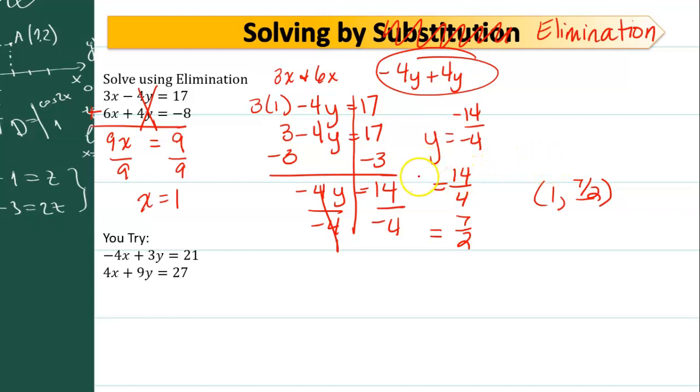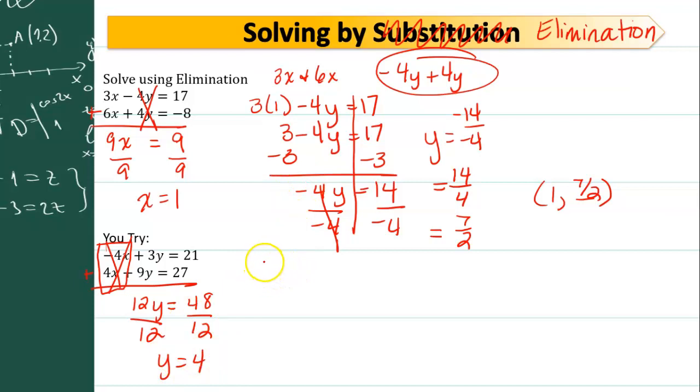All right, I want you to pause the video. I want you to notice that -4x and +4x are already opposite coefficients, so you are ready to add straight down the columns. Go ahead and do that now. Welcome back. You should have noticed that when you add -4x and +4x, they cancel out. 3 plus 9y is 12y, and this becomes 21 plus 27, which is 48. We divide both sides by 12, and so y equals 4.